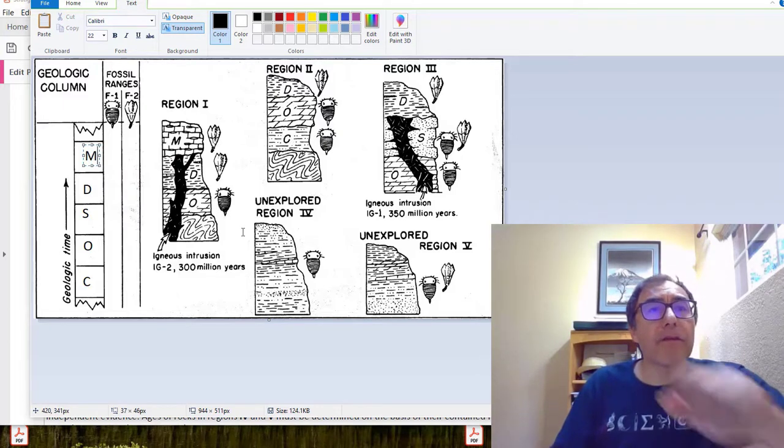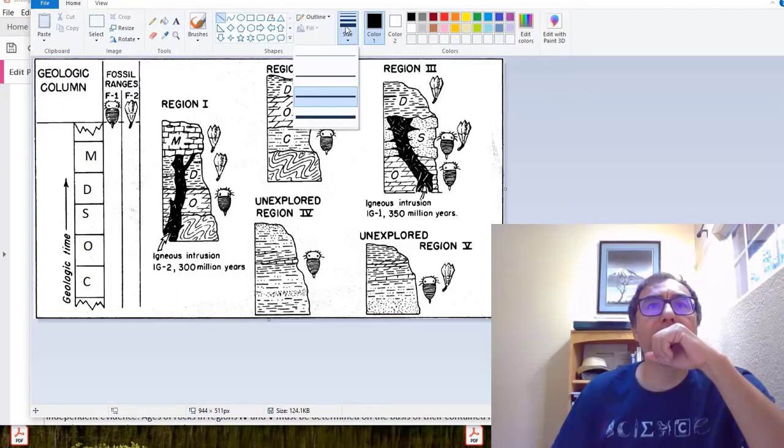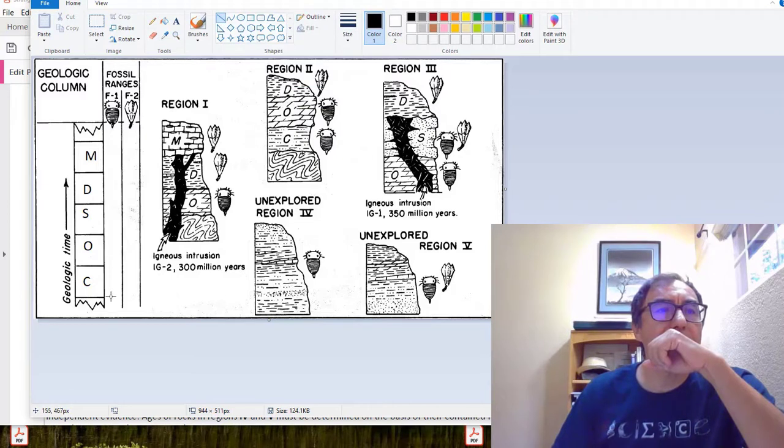And now for the range zones. For fossil F1, or fossil 1, you'll see that it goes from Cambrian, Ordovician, and it goes through the Silurian, right? So we would mark a heavy line here. Let's make it a heavy line. It's going to go from Cambrian up to Silurian right there. So that would be the range zone for fossil 1. You do it in this little column here.